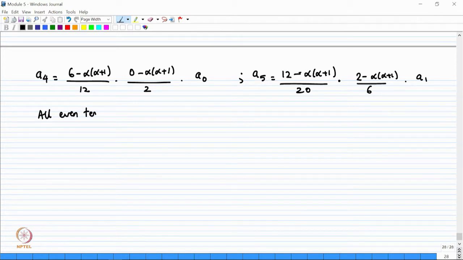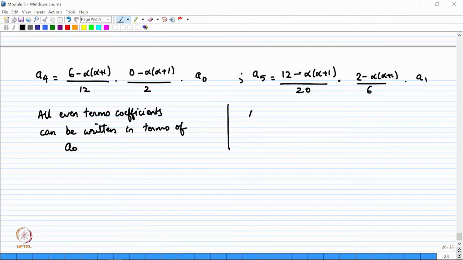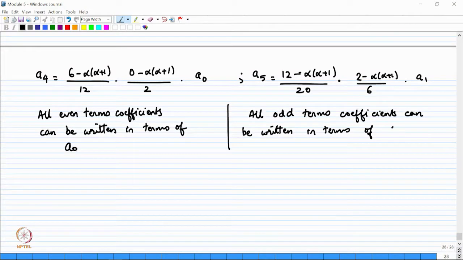So, what this implies is that all even terms coefficients can be written in terms of a_0 and all odd terms coefficients can be written in terms of a_1.